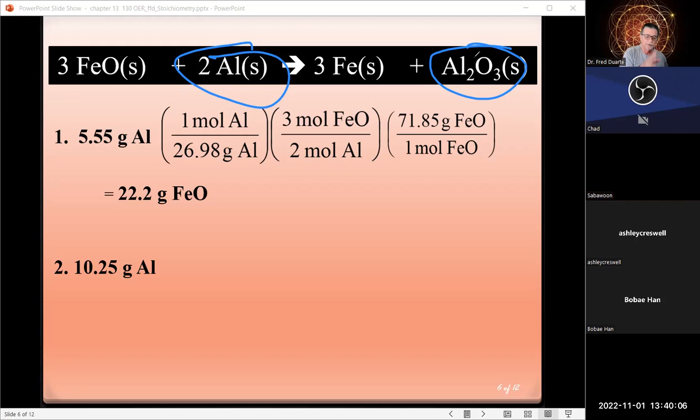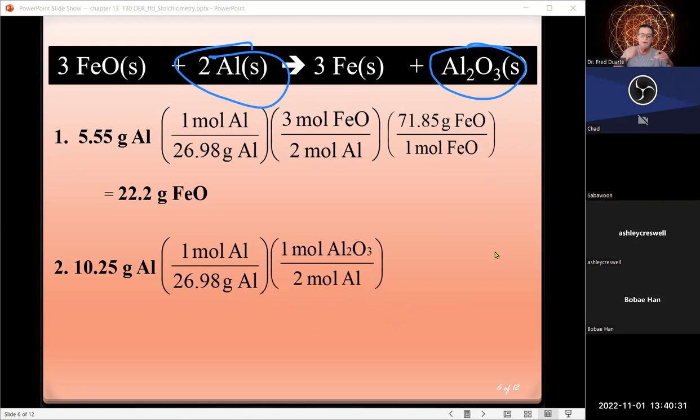Okay, so like we did before, step number one, take the grams of what you were given and convert it to moles. In this case, we're going to use the atomic weight of aluminum again. That will give us moles of aluminum. Then we look at the balanced chemical equation, look at the stoichiometric relationship between the aluminum oxide and aluminum, and it's a 1:2.